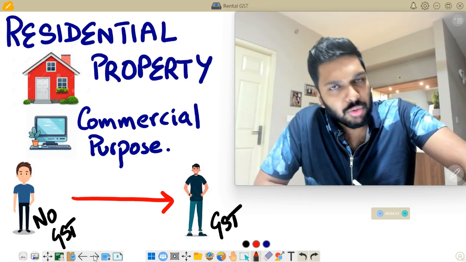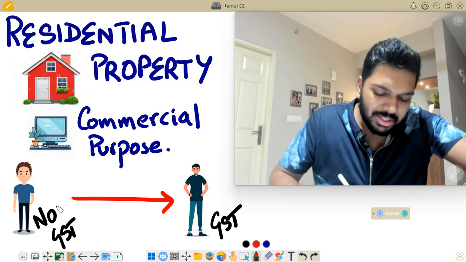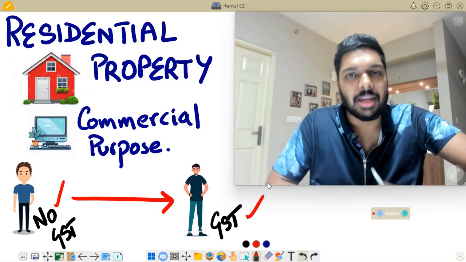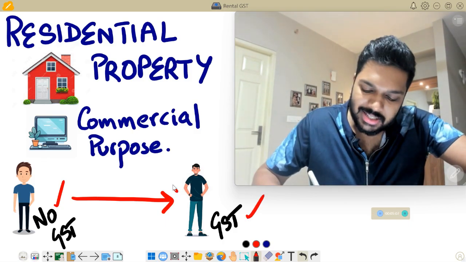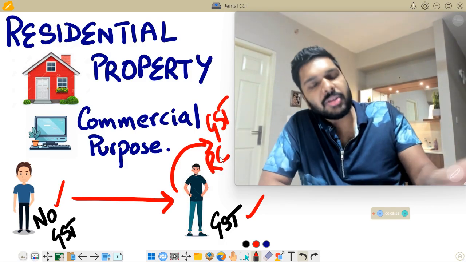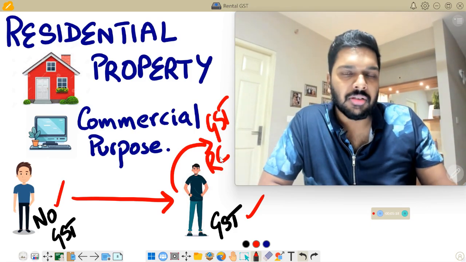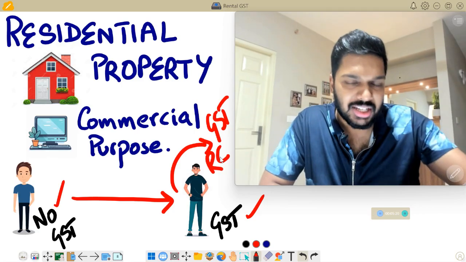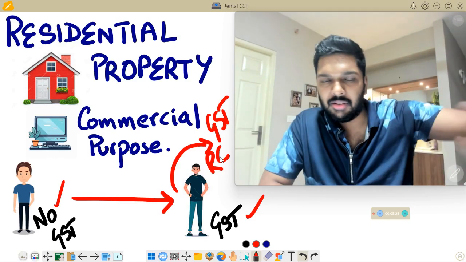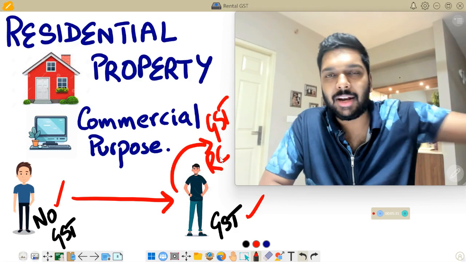The third situation is again unique here because you have a residential property being used for a commercial purpose, but the landlord does not have a GST number or is not GST registered, and the tenant has a GST number. Again, the government in this particular case says that the tenant is liable to pay GST on reverse charge because he is the recipient of services, the landlord does not have a registration, and the service in question is rental services associated with the residential property being used for a commercial purpose. So because it is for commercial purpose, and because the tenant is registered under GST, he will have to pay GST on reverse charge basis, even though the landlord does not have a registration.